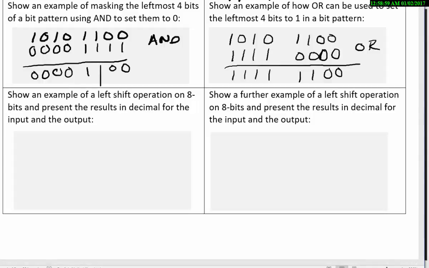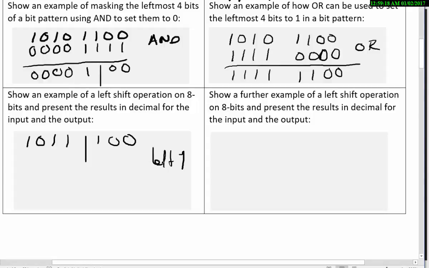Now I'll show an example of a left shift operation on 8 bits. Just show an example, any example, sorry about this interface, just move them to the left. For example, left 1, we'll just move everything across. So that's gone. So let's put that there. 0, 1, 1, 1, 1, 0, 0, 0. So that's all gone to the left by 1.